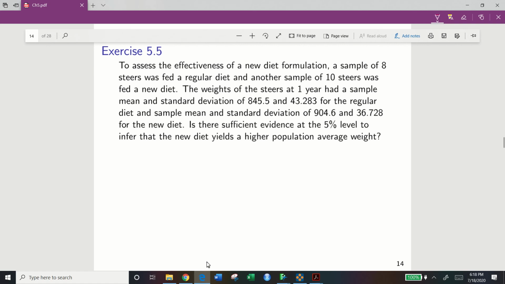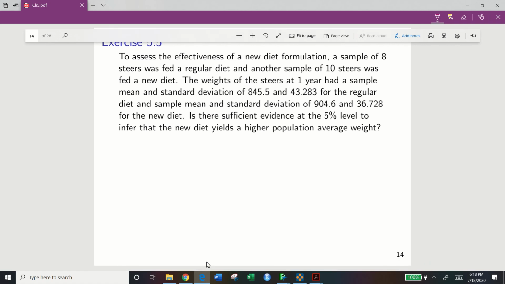The weights of the steers at 1 year had a sample mean and sample standard deviation of 845.5 and 43.283 for the regular diet, and a sample mean and sample standard deviation of 904.6 and 36.728 for the new diet. Is there sufficient evidence at the 5% level to infer that the new diet yields a higher population average weight? Okay, so to begin, I think it's just good practice to write down what information we know.